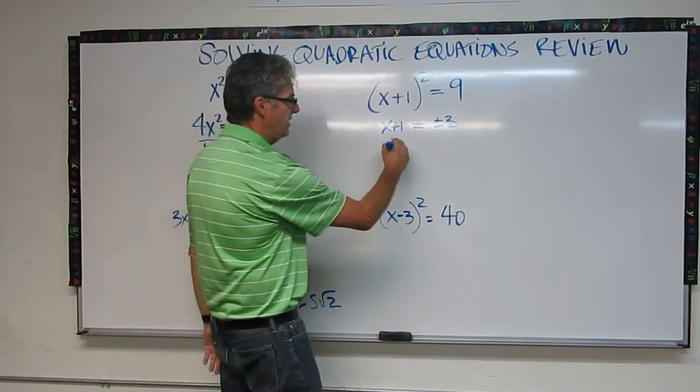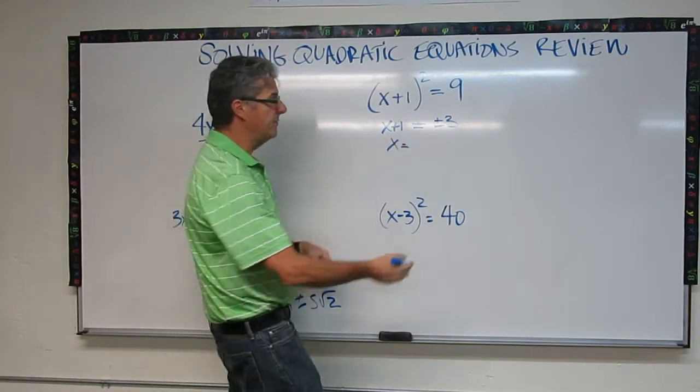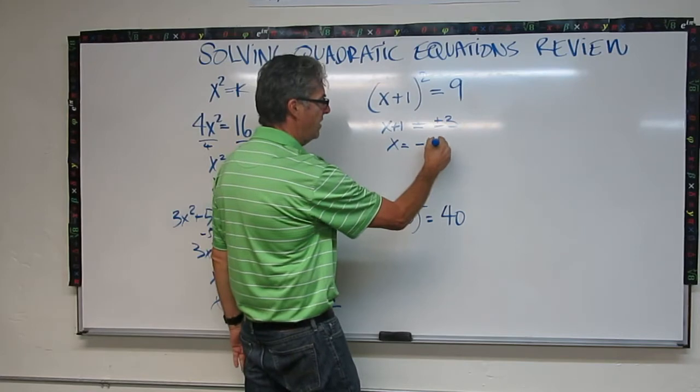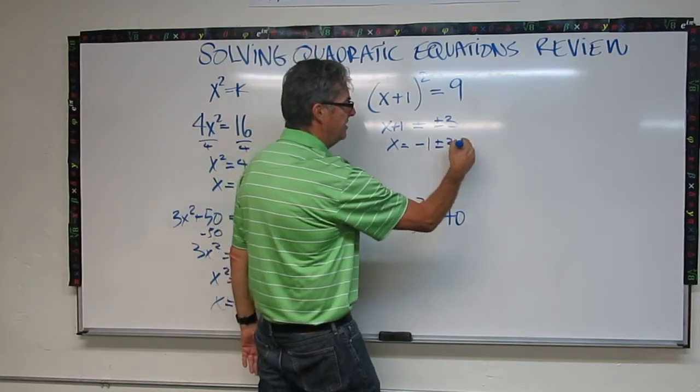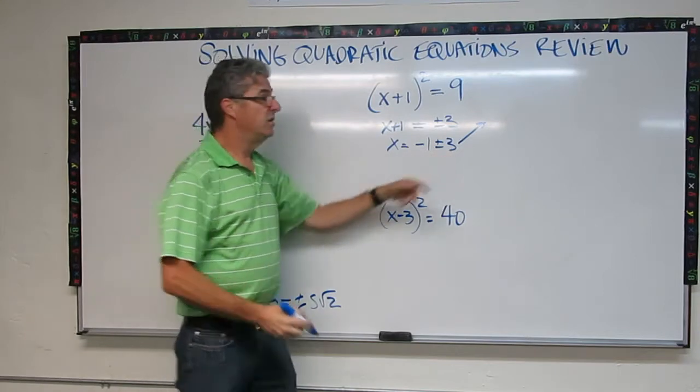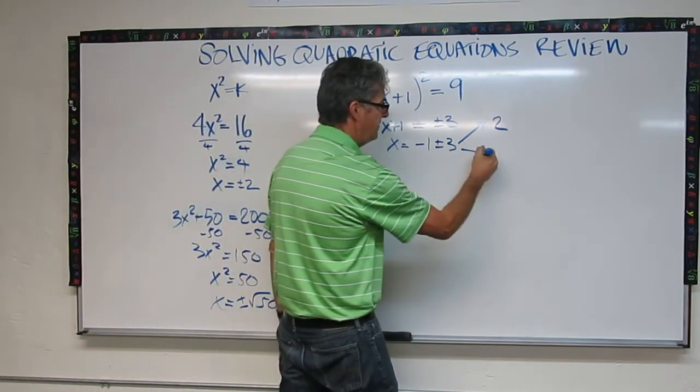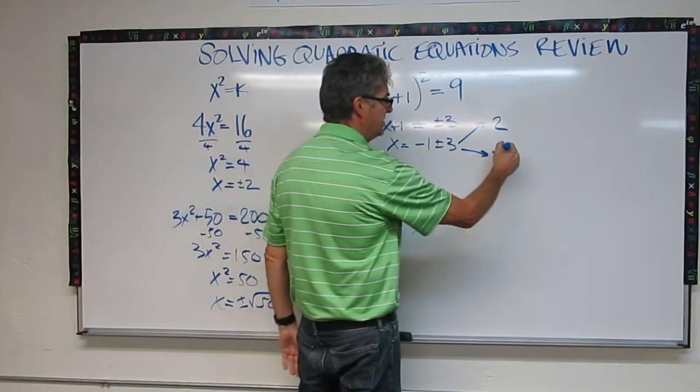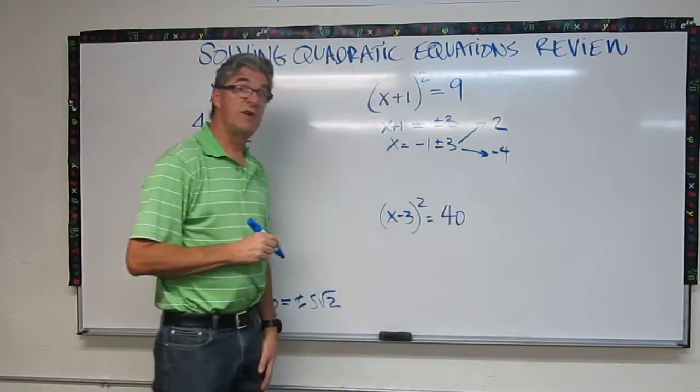So let's take this one step further. I'm going to subtract 1 from both sides. That is negative 1 plus minus 3. So now I have two answers. I have negative 1 plus 3, which is 2. And I have negative 1 minus 3, which is negative 4. So those are our two answers.